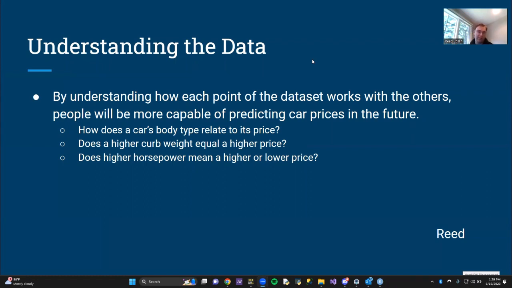You can look at other columns within the data set as well, such as curb weight. By analyzing the meaning of the data, we can see if a higher curb weight correlates to a higher overall price, or if the cars with the highest horsepower are on average the highest costing ones, or similarly, if a low horsepower means that the car will generally have a low selling price.